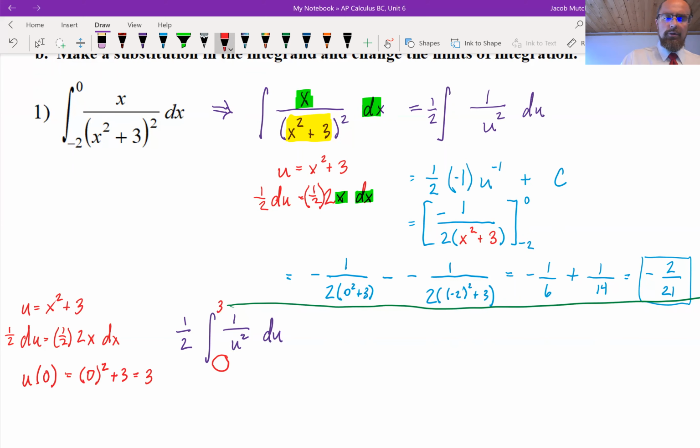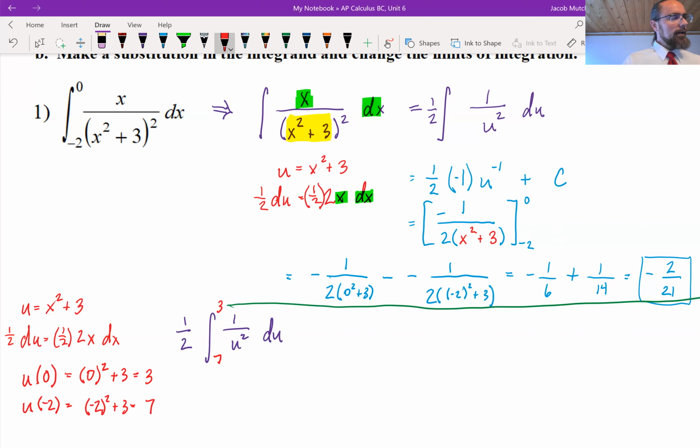We'll do the same for the lower limit of integration. So there I want to evaluate u at negative 2. So that's going to give me negative 2 squared plus 3, and that's going to be 4 plus 3 or 7. And at this point, notice I've changed my limits of integration just by running my original limits of integration, which were defined in terms of x, through my u function, which is really the way I set up the substitution. Now I should get the same value, negative 2 over 21.